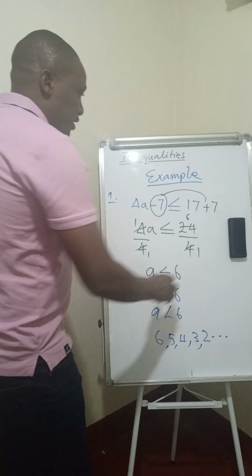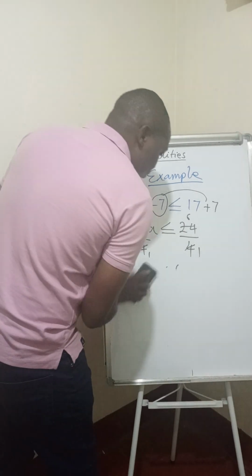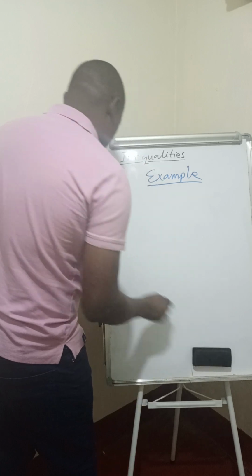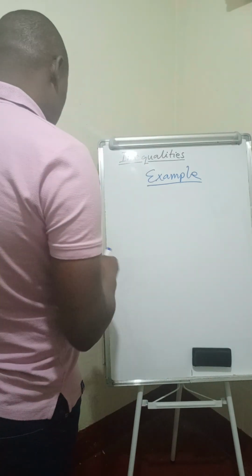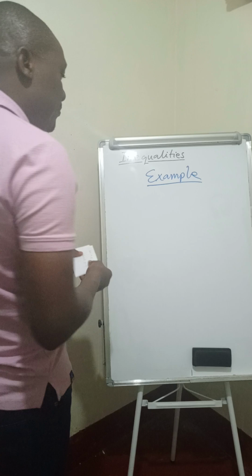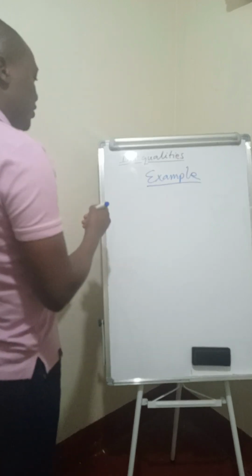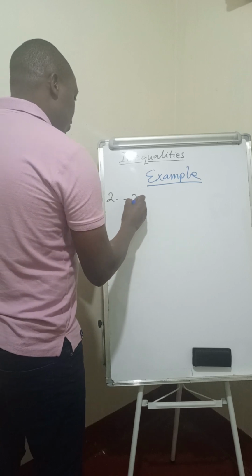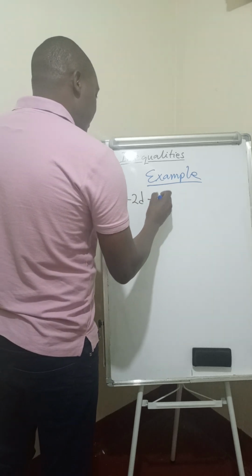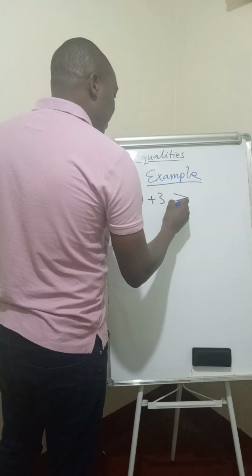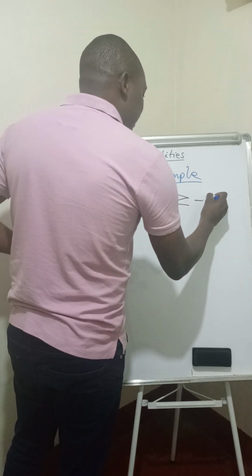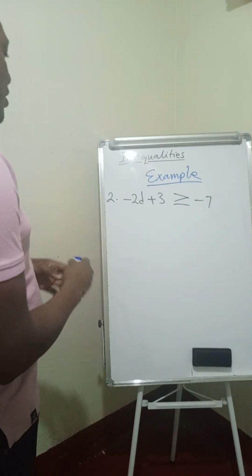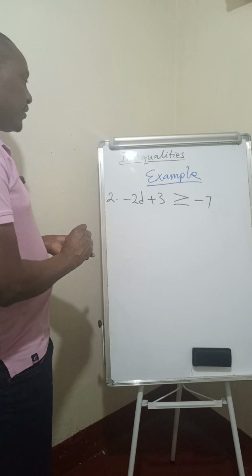Let's do another example. Example 2. These are a bit tricky. I've chosen this one to also wake us up. Minus 2d plus 3 is greater than or equal to minus 7. Wonderful. There are some concepts I also want to bring out here clearly.